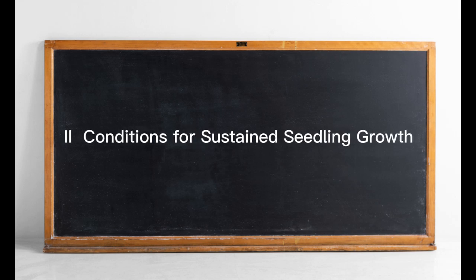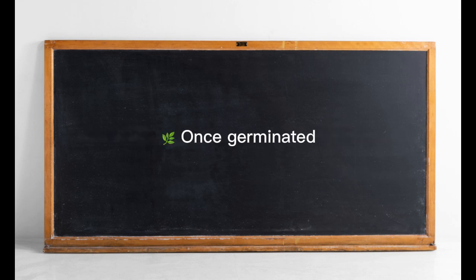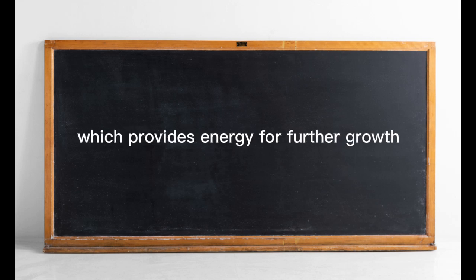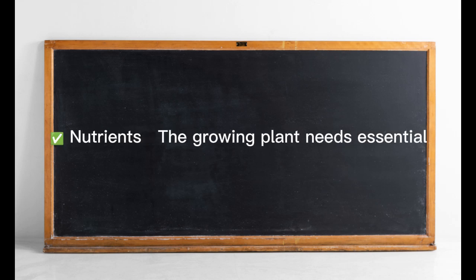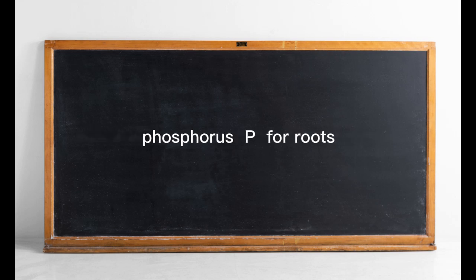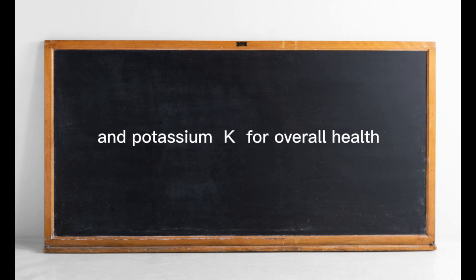2. Conditions for sustained seedling growth. Once germinated, a seedling requires sunlight, essential for photosynthesis, which provides energy for further growth. Nutrients. The growing plant needs essential minerals like nitrogen for leaf growth, phosphorus for roots, and potassium for overall health.